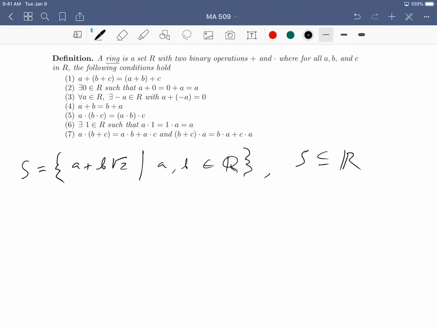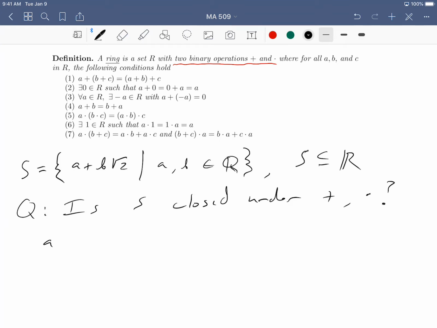Now I want to look through those properties of a ring and think through whether they all hold for S. And the first thing we need to do is think about the very beginning, addition and multiplication. We're supposed to have these two binary operations, but our big question here is, is S even closed under these binary operations, addition and multiplication? So we need to know if I add two things from S, I get something back from S. And if I multiply two things in S, I get something back that's in S. So I want to check that.